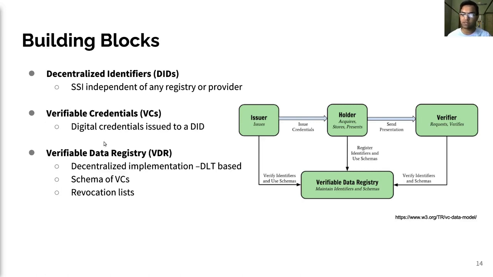And apart from that, we are using a verifiable data registry, which is required to support this VC data model. The verifiable data registry contains certain information such as schema of the VCs, authentication keys of the issuers, revocation lists, etc. For our use case, this verifiable data registry also must be decentralized, and therefore we have to use a DLT based implementation. So we use Hyperledger Indy, which is one of the most advanced implementations of such blockchain based VDR for our use case implementation.